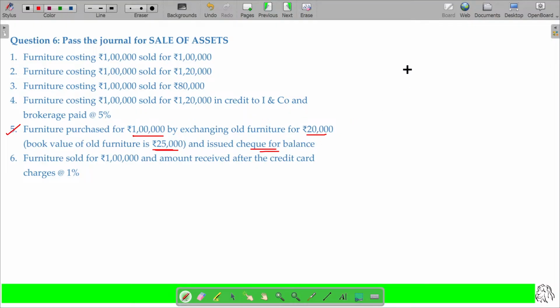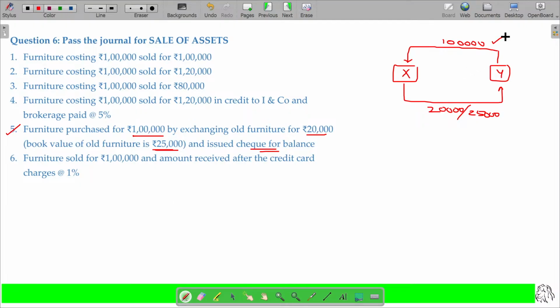Okay. So we are preparing for X, assume, and we are purchasing the assets from Y. Furniture purchased. What happens? Y gives me furniture of rupees 1 lakh. For that, what am I going to do? I am going to give furniture, though the value is 25,000 in my books, but he has accepted it only for 20,000 rupees. Sir, it is not worth 25,000. I will take it up only for 20,000 rupees.